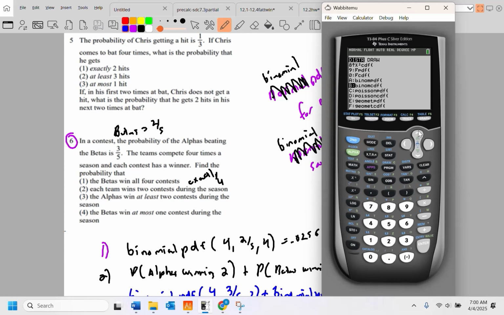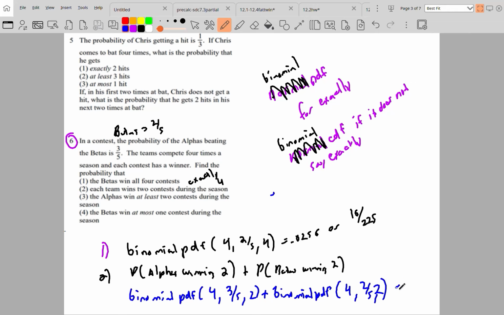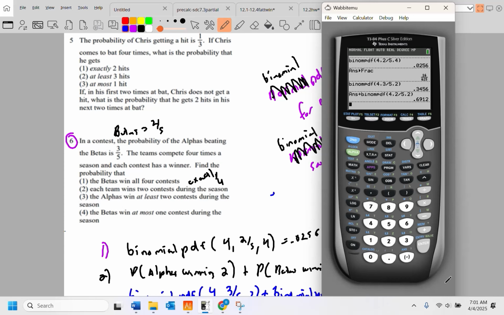Second vars, binomial probability distribution formula. The alphas have a 3 in 5 chance. We want exactly 2 successes. Now watch what I'm going to do. I'm going to hit plus. I'm going to arrow up here. And I'm going to change that from a 3/5 to a 2/5. There we go. 0.6912. And can we convert that to a fraction? Because fractions are beautiful. I thought it would. 432 and 625.